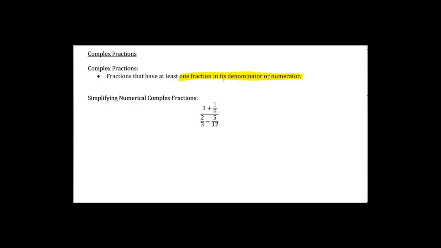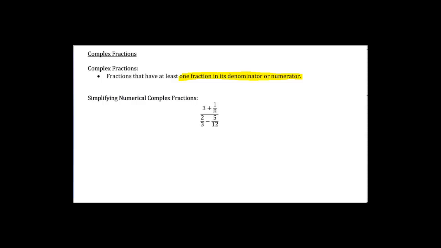We're going to learn how we can simplify these complex fractions so that we can have one single proper or improper fraction, just as we've done when we've added, subtracted, multiplied, and divided fractions before. We want to have one single fraction. We're going to start off with a complex fraction only involving numbers. We have 3 plus 1/8 over 2/3 minus 5/12.